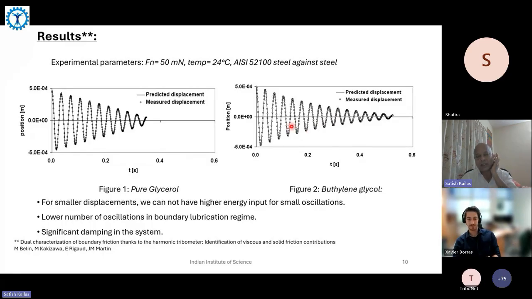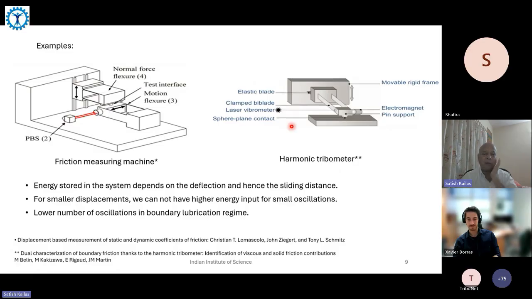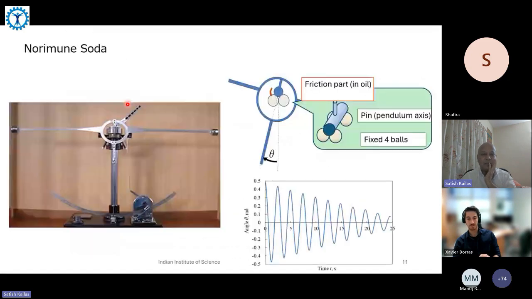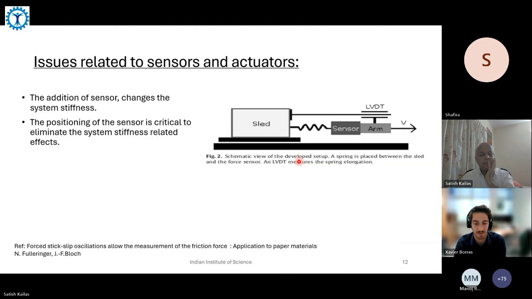But the thing is that this lasts for a very short period, and then many times using this to discern the thing becomes difficult. And furthermore, if I want to increase the normal load, I'll automatically increase the frictional load, and the oscillations will die down much faster. Another interesting machine developed by Norimune Soda can do the same thing, but this is similar to what Ivan Krupakov did in a different tribo contact. But a beautiful machine developed in the 70s, if I'm not mistaken, from the University of Nagoya in Japan.